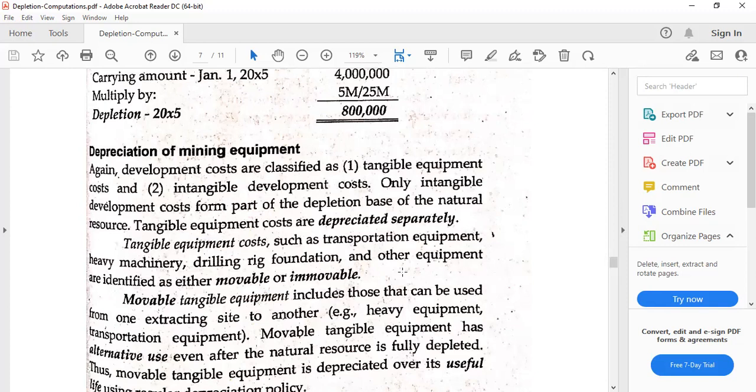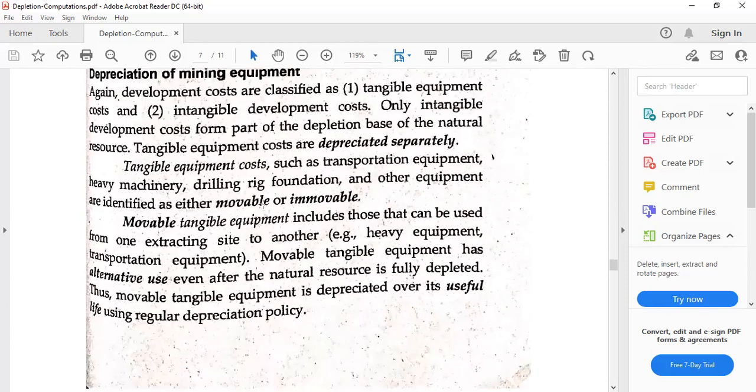As said, intangible development costs will have to be capitalized as cost of the acquired property, while the tangible costs will have to be classified further on. It can be that they are movable or immovable. If movable, meaning we can literally move them from one side to another, then these parts normally can be sold separately from other assets, meaning they're identifiable. And with that, they have alternative usage.